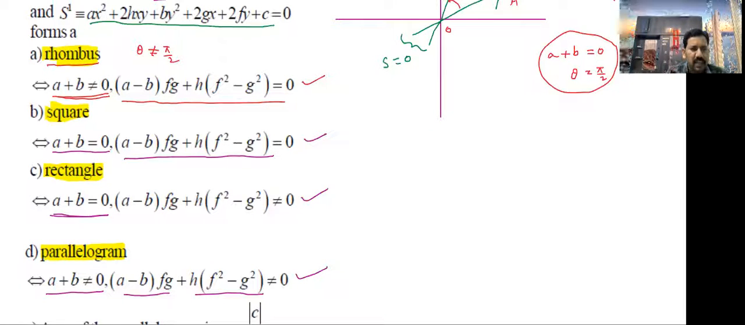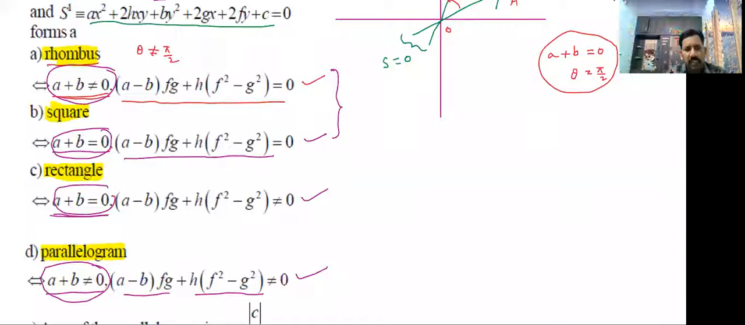Here observe that a plus b not equal to 0. So in these two cases, we will say that it is either a rhombus or a parallelogram. A plus b is equal to 0: in this case, we will say that it is either a square or a rectangle. So if the second expression is also equal to 0, one is rhombus, one is square. Not equal to 0 means rectangle or parallelogram. Okay, remember it, these are the shortcut formulae.